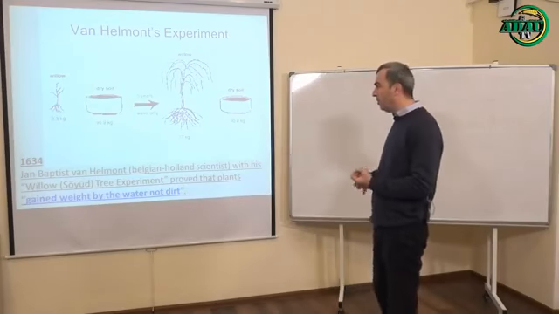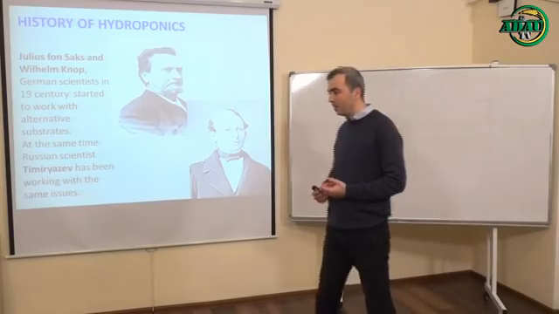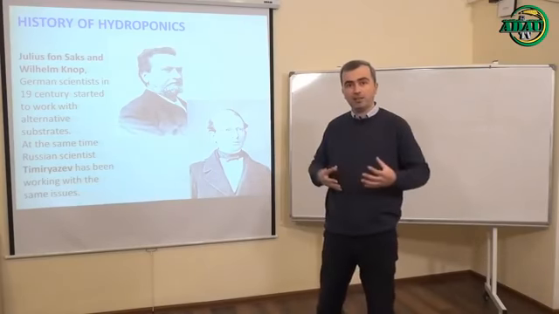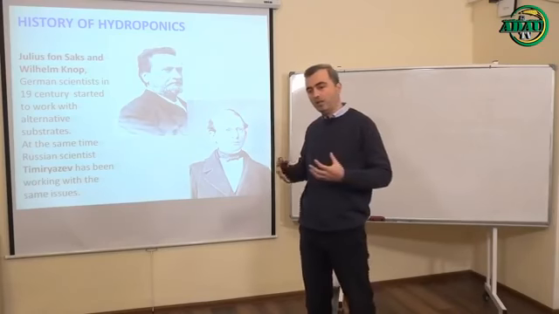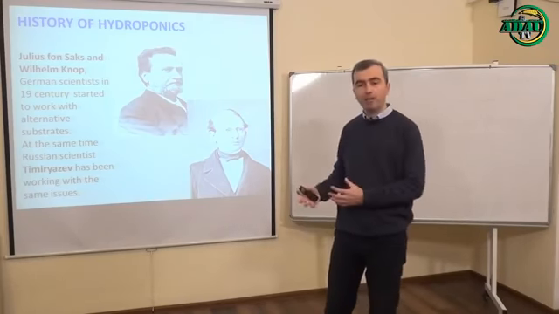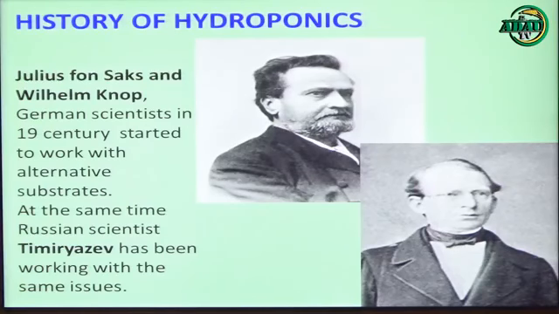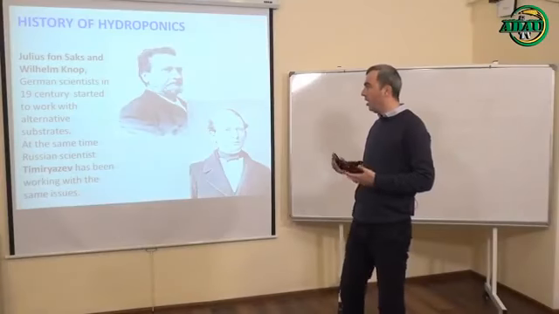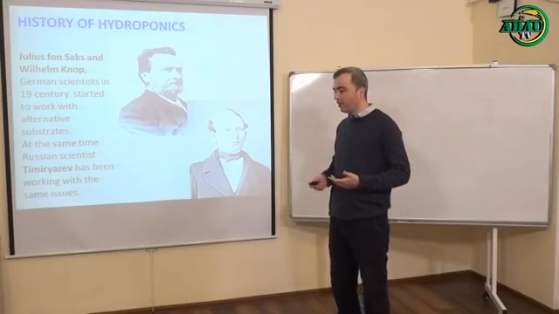So people over the years were trying to understand the relationship between water, nutrient-rich water, and the plant. A very big step towards present-day modern hydroponics was taken by two German scientists, Julius von Sachs and Wilhelm Knop. These two scientists worked very hard trying to find how different, alternative substrates reflect plant growth.